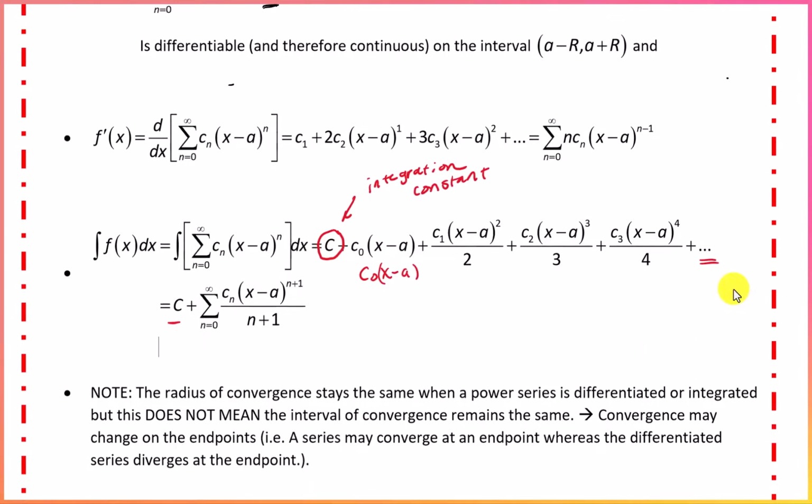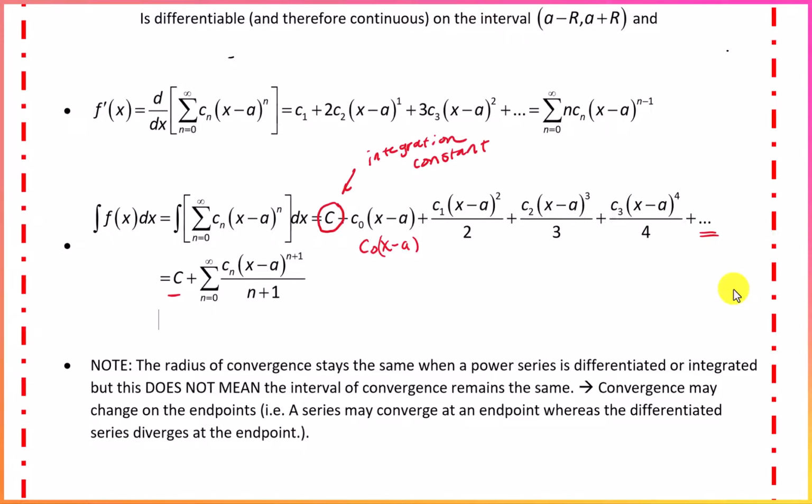Now, note, what happens when we integrate and differentiate is we continue to have the same radius of convergence. So the radius of convergence stays the same when we differentiate or integrate a power series. But that doesn't mean necessarily that the interval of convergence remains the same. Convergence may change at the endpoints. So a series might converge at an endpoint, whereas when it's differentiated, it might diverge at that endpoint. So you just need to recheck the endpoints of the interval of convergence for convergence.